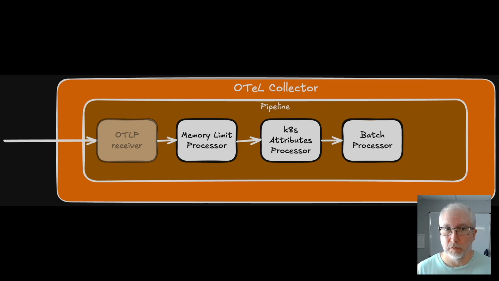And as I mentioned, the K8s attributes processor is added. So for when you're running in Kubernetes, you want that metadata for Kubernetes associated with your telemetry. So pod ID, pod name, node ID, node name, cluster ID, all that kind of information.